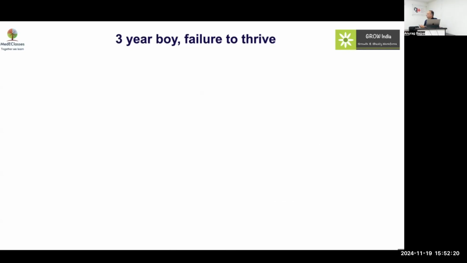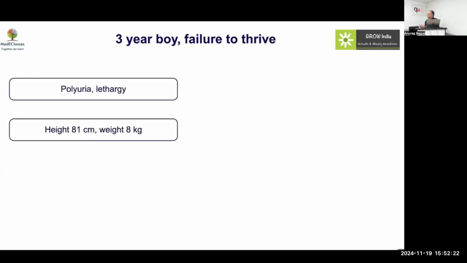So we have a 3-year-old boy with failure to thrive, with polyuria and lethargy. Height is 81, weight is 8 kg. What do you think about the growth pattern?